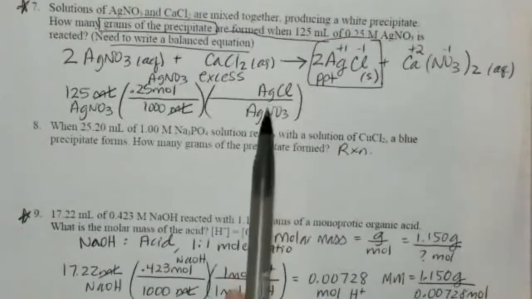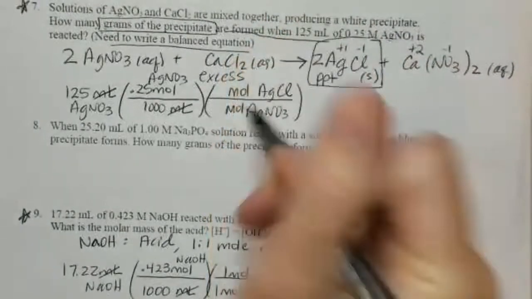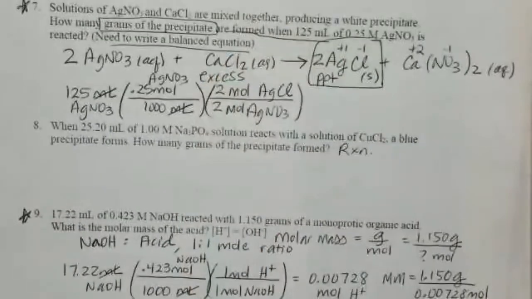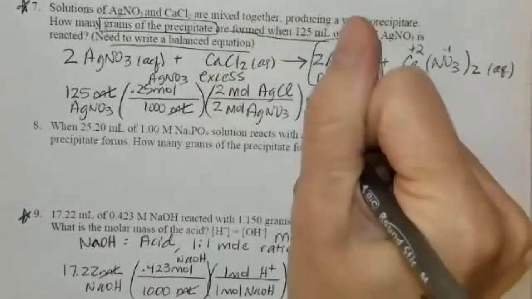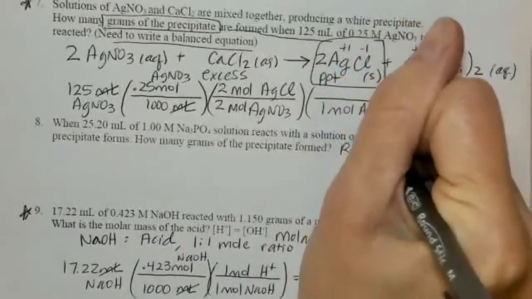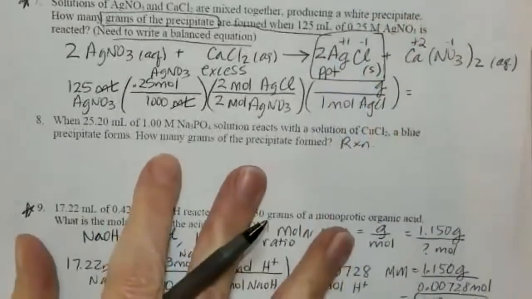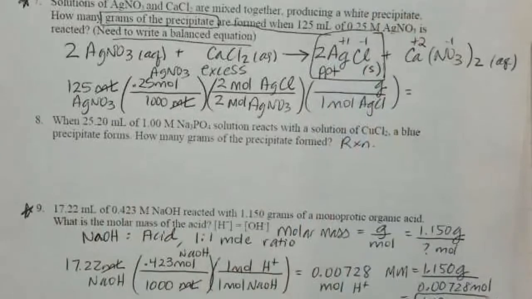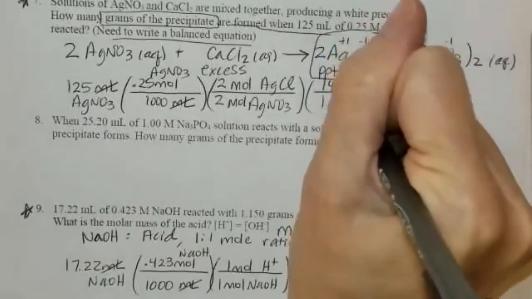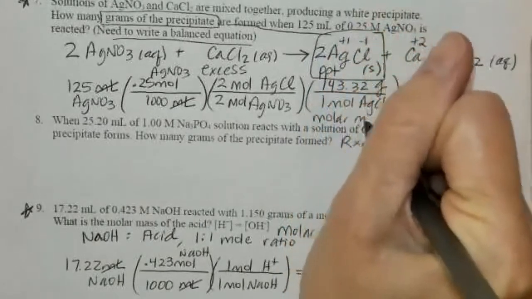In our mole to mole ratio, right? To change substances, the only way to do that is through the mole to mole ratio. In this case, it's 2 to 2 from our balanced equation. And then the last thing is with the silver chloride, we wanted to know mass. So if I want grams, and I'm going from moles to grams, I need the molar mass from the periodic table. So silver is 107.87, chlorine is 35.45. So I get 143.32 for the molar mass of the silver chloride.